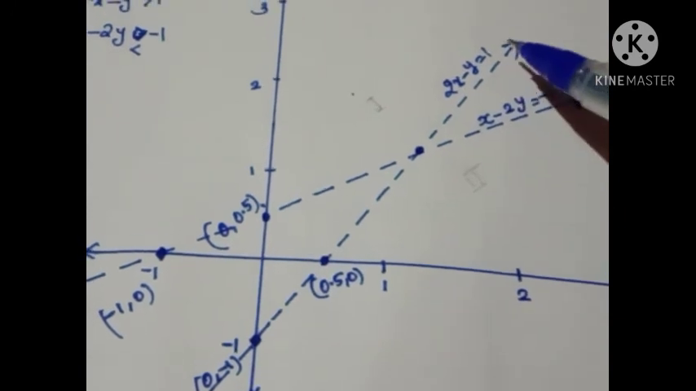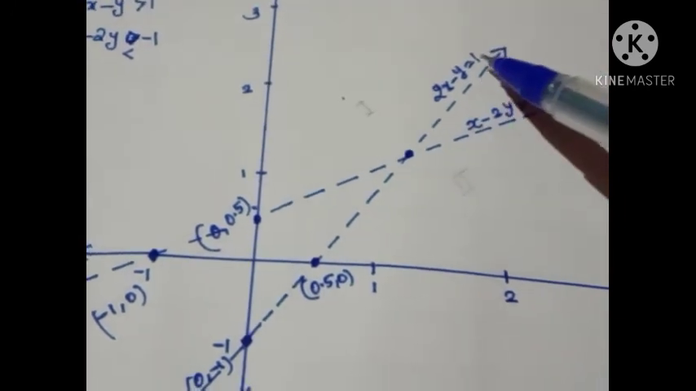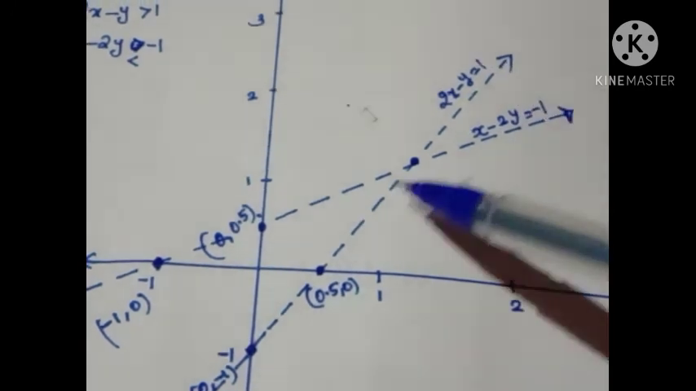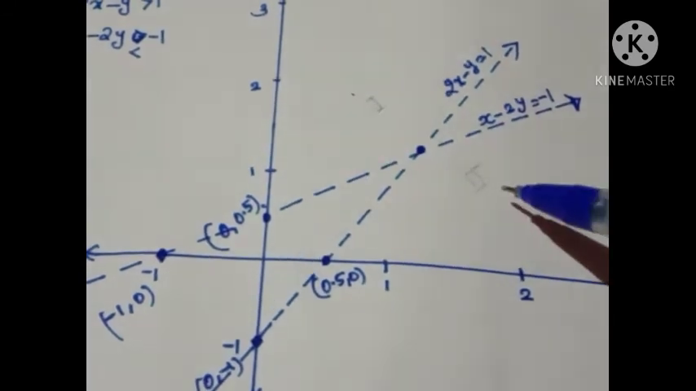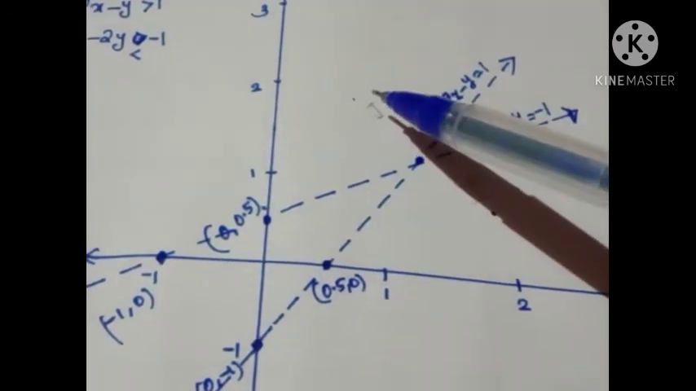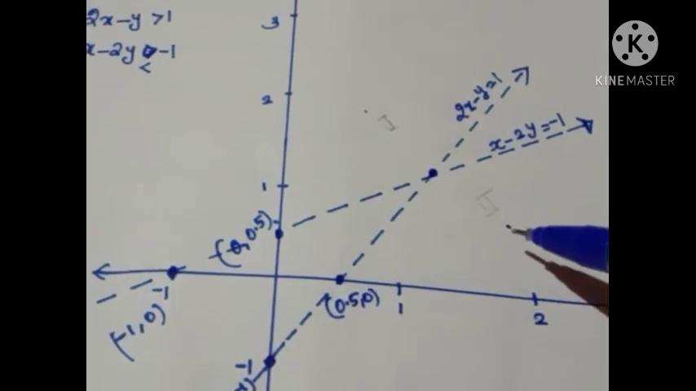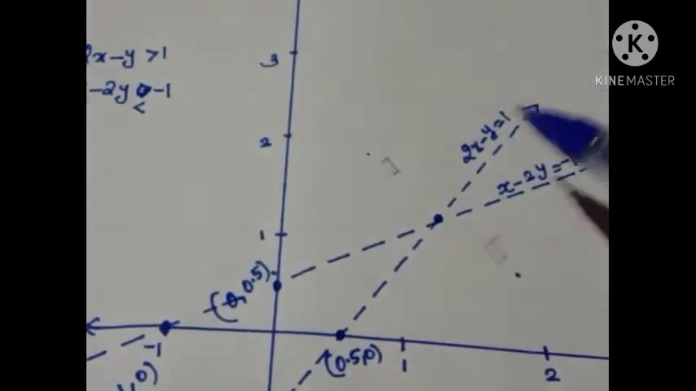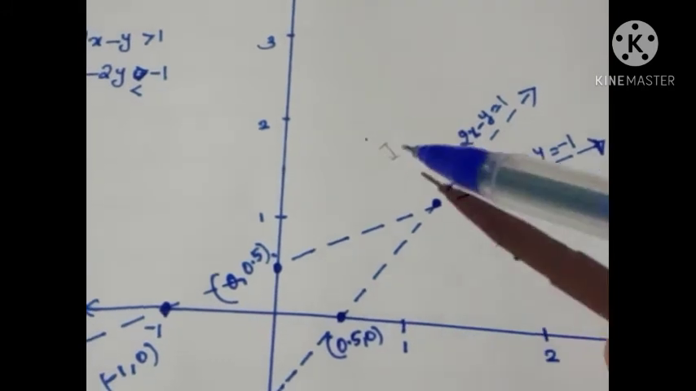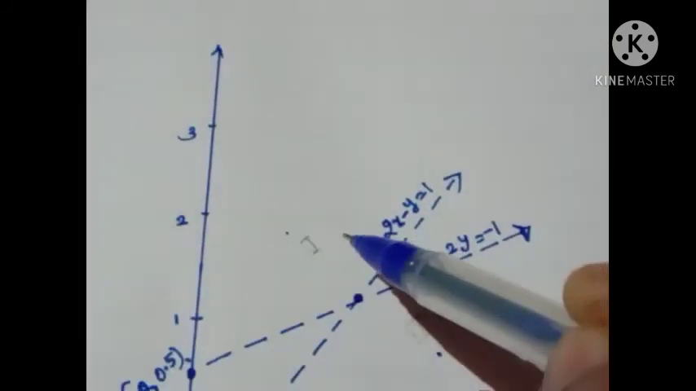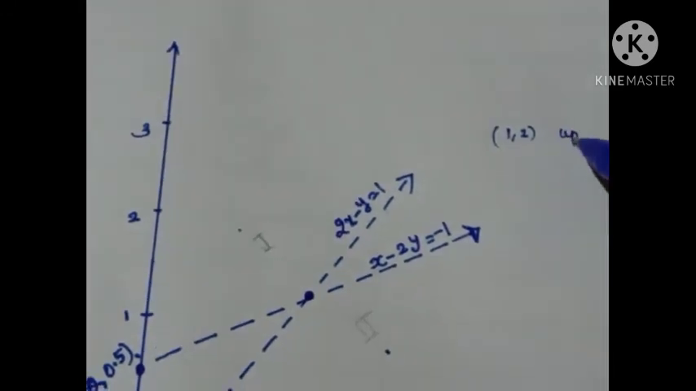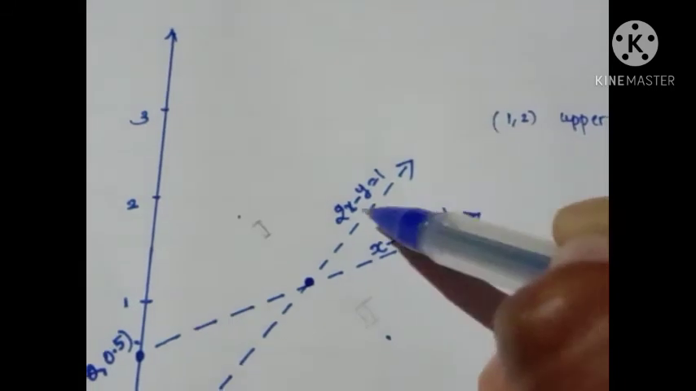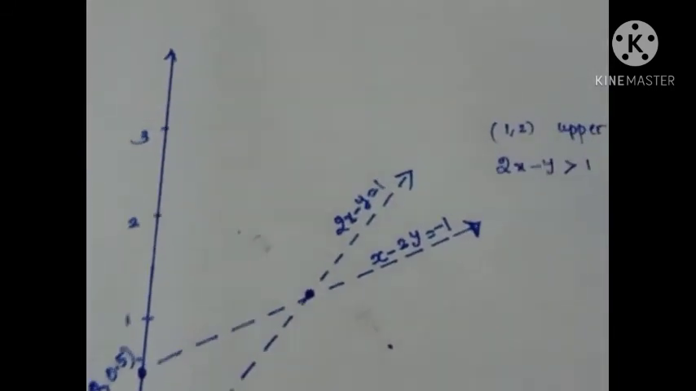For this, first consider this line 2x minus y is equal to 1. This line divides the plane into two half planes, upper half plane and lower half plane. So select a point from the upper half plane and from the lower half plane. Suppose 1, 2. 1, 2 belongs to the upper half plane. Put these values in this inequality, 2x minus y is greater than 1.